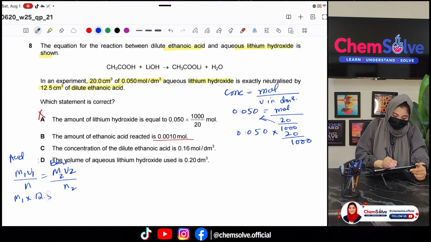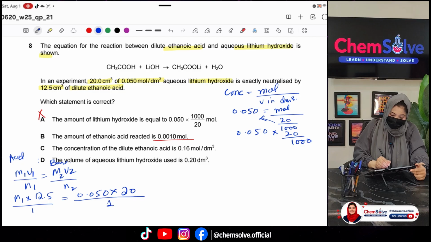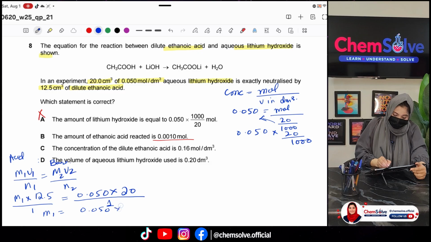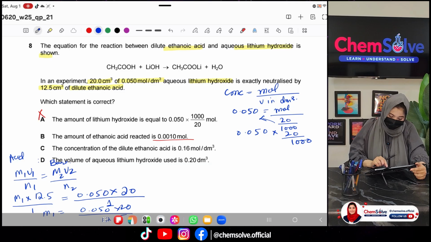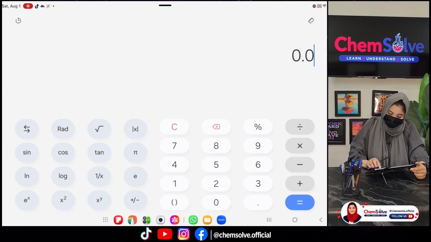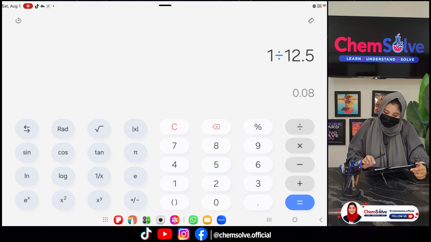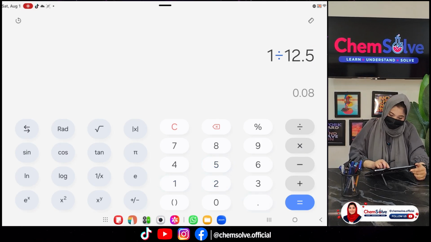V1 is the volume of the acid, that is 12.5. Number of moles in the balanced chemical equation are 1. M2 is the concentration of the base, that is 0.050. Volume of the base is 20 and the number of moles are 1. So clearly M1 is equal to 0.050 multiplied by 20 divided by 12.5. So let's find it out. 0.050 multiplied by 20 divided by 12.5. So this is 0.08.